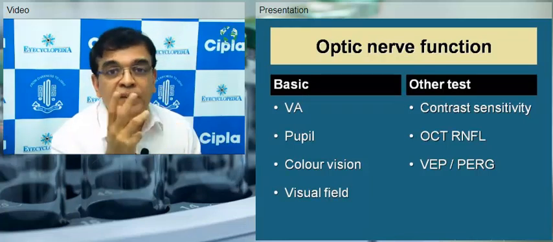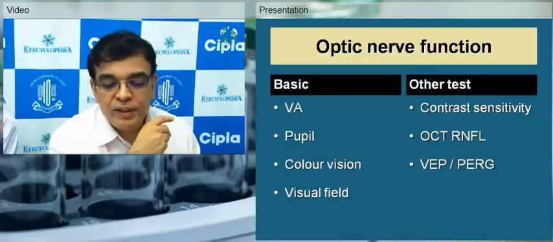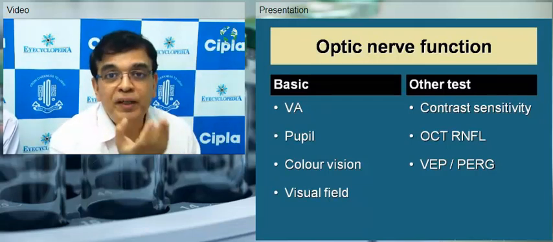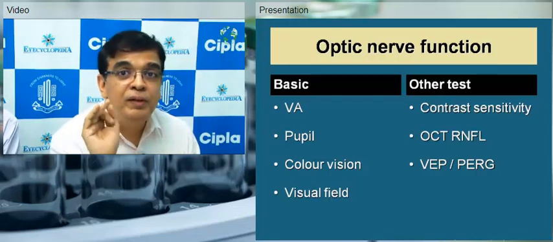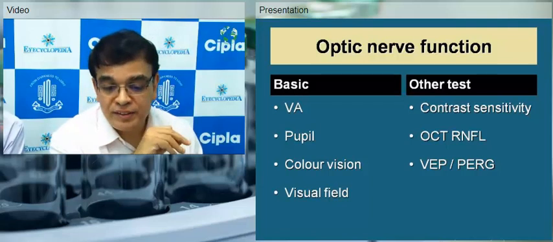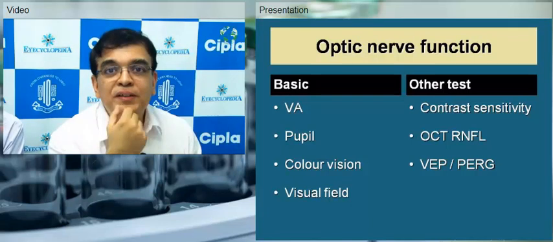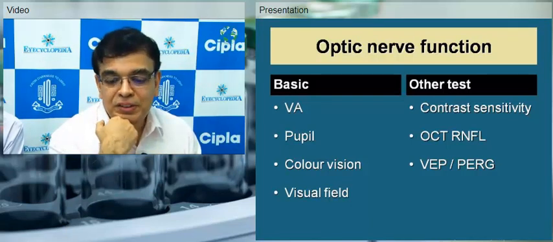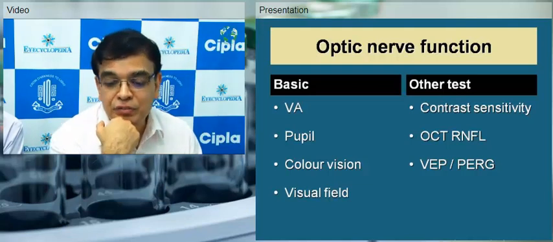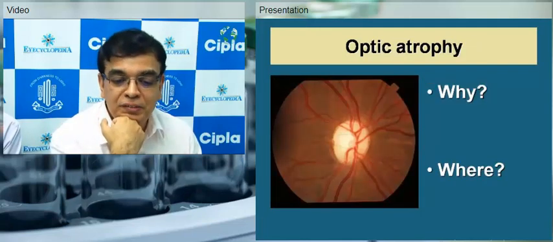So what are the tests of optic nerve function that you can do right away in your consultation room? You can do your visual fields, confrontation, or you can take the patient to a field machine. Visual acuity, pupil, color vision. So remember, color vision, pupil and fields, three things at least you should be able to do, if not the others. There are certain other things if you have access to, you can do contrast sensitivity, you can measure the nerve fiber thickness on OCT. And if you have access to visual electrophysiology, you can even do a VEP or a pattern ERG to decide whether the ganglion cells are working fine or not.